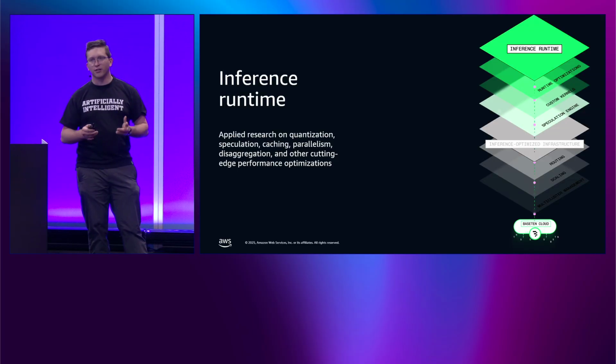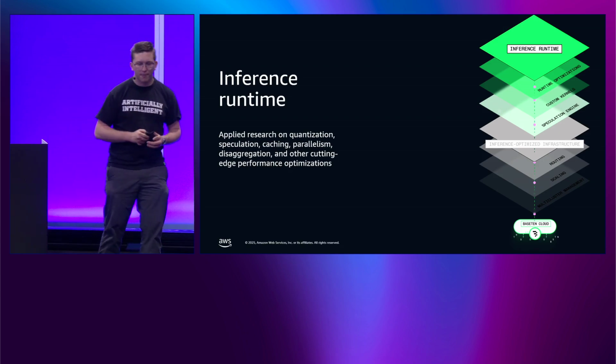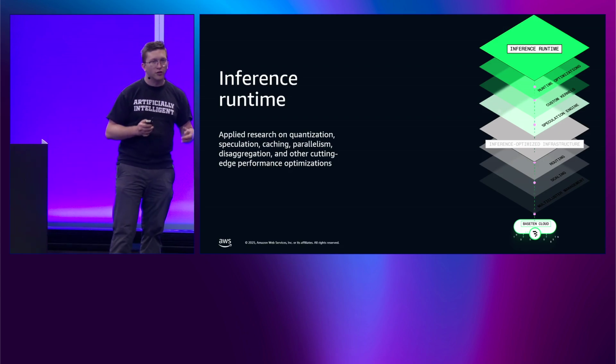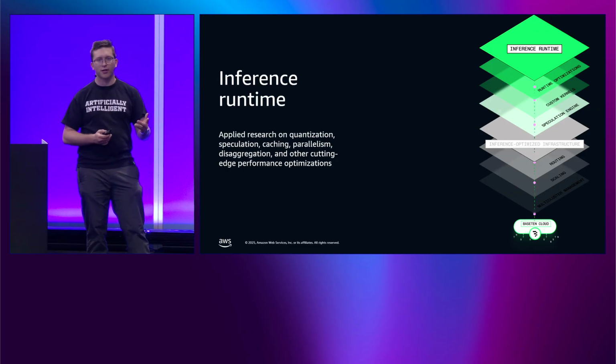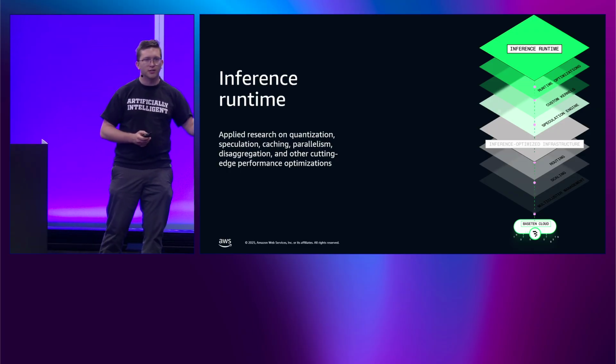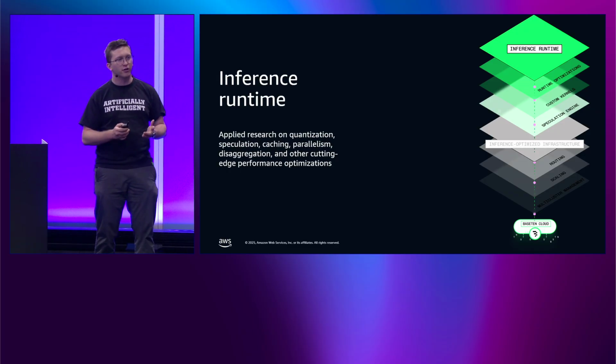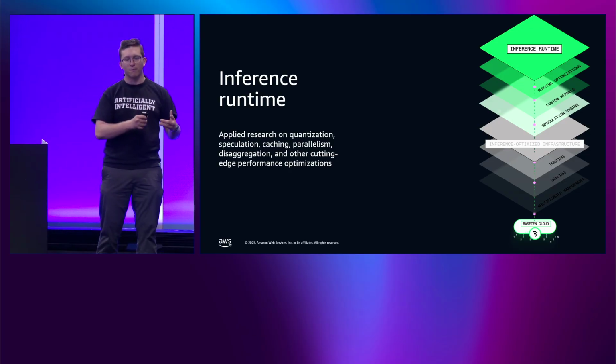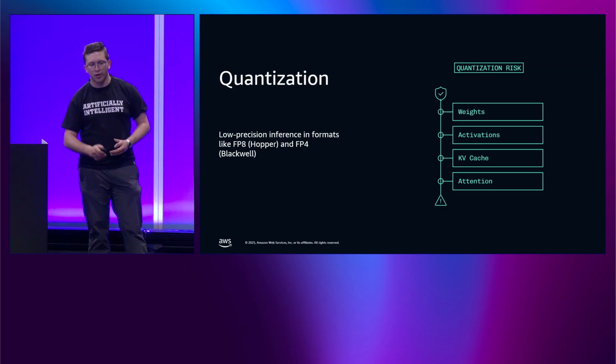So let's start with the runtime layer. What does that look like? So inference runtime is really about applied research. There's all of these really interesting papers that are constantly getting published. You know, NeurIPS is in San Diego right now. There's a lot of really great research happening there. And the question is, how do you take these ideas from papers and actually apply them in production?